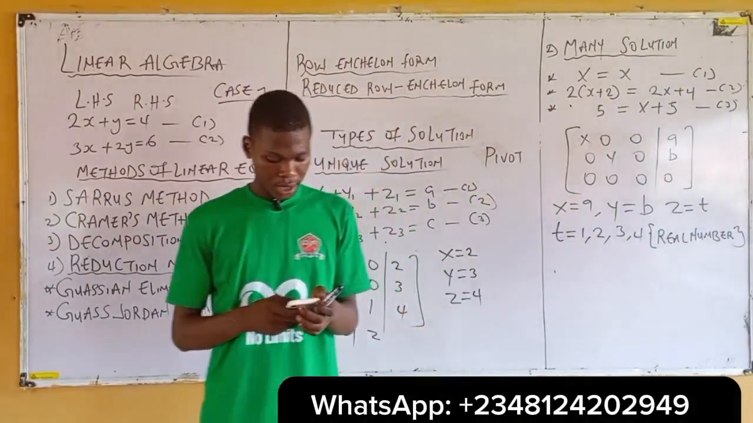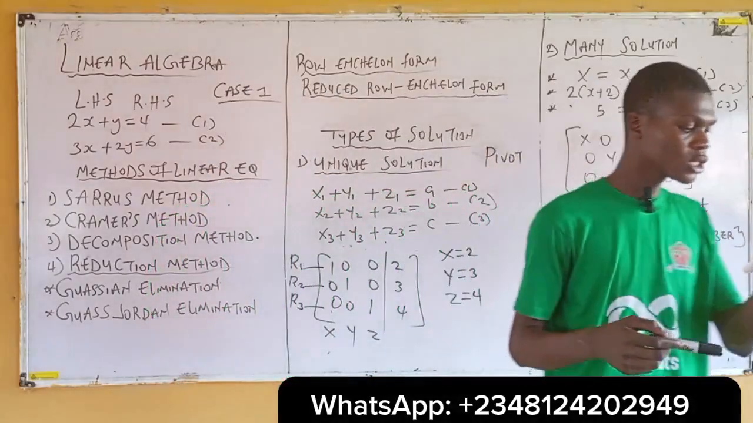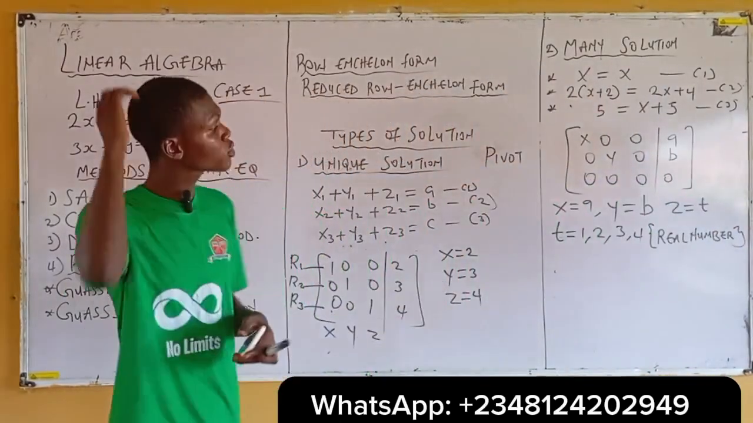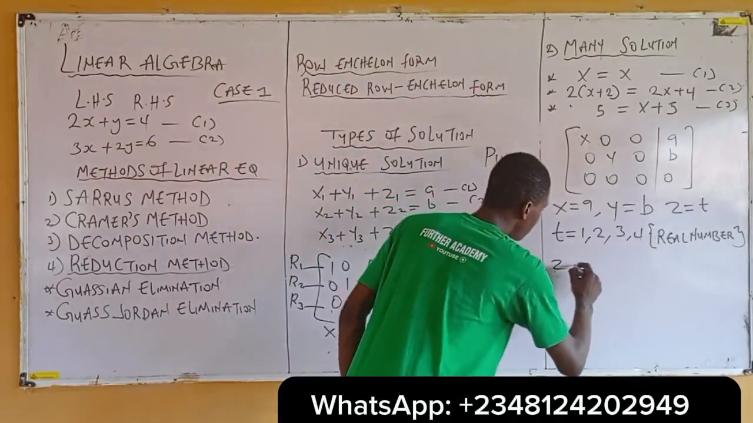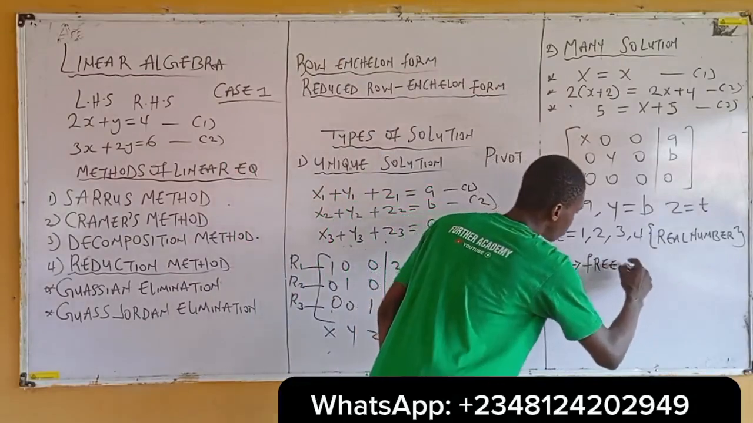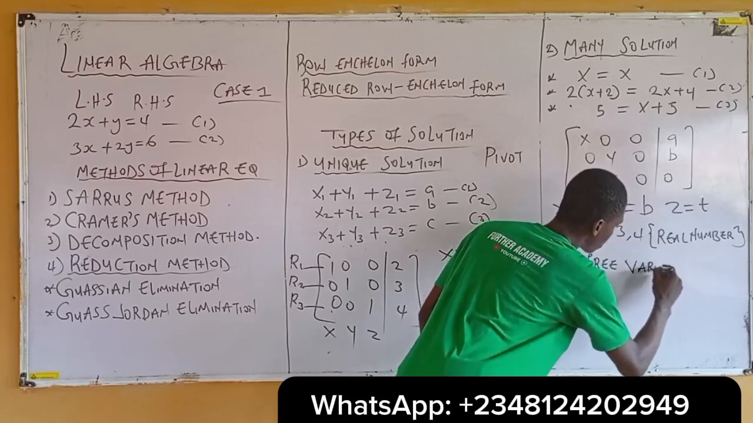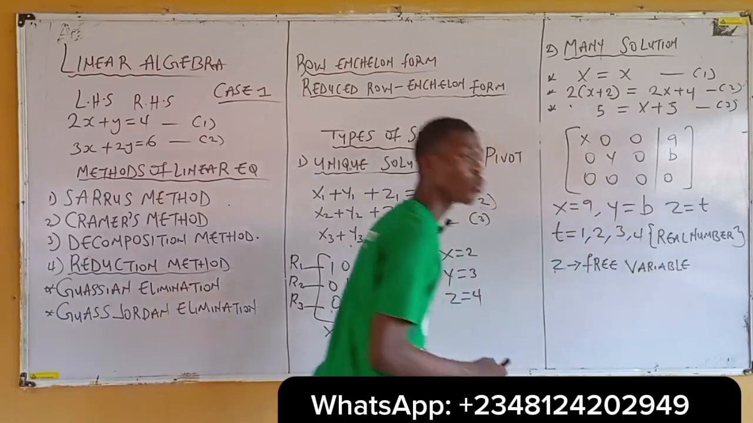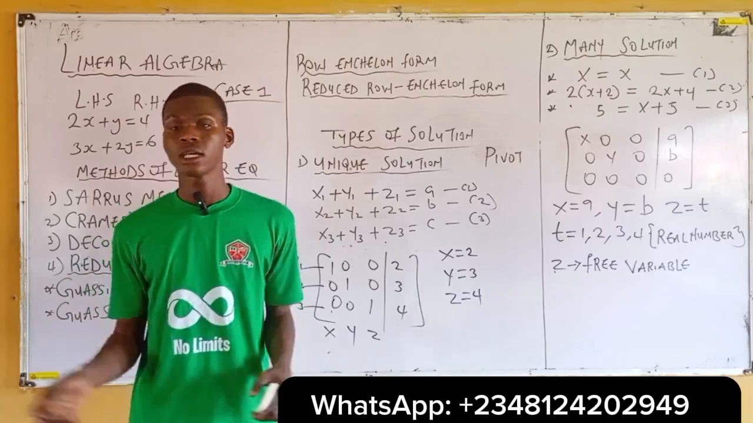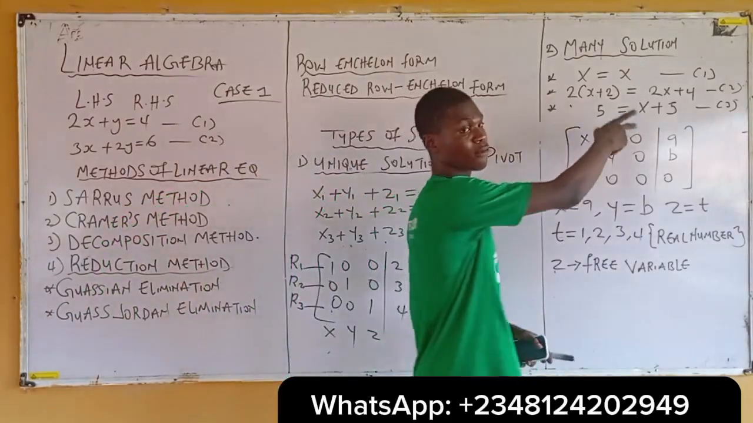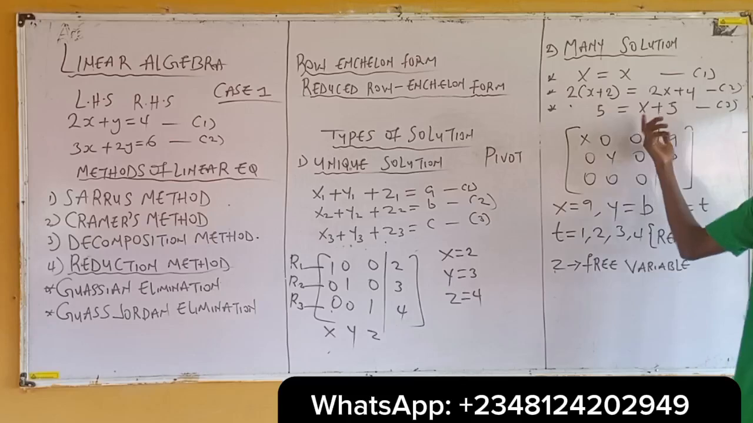So what do we have under many solutions again? Okay, in this case too, take note that z is called a free variable. What do you understand by the word free variable? By free variable, what it means is that you can substitute any value for z, just like the way we substituted x equals 2 and 4. When we substituted x equals 2 and 4, this equation was satisfied.